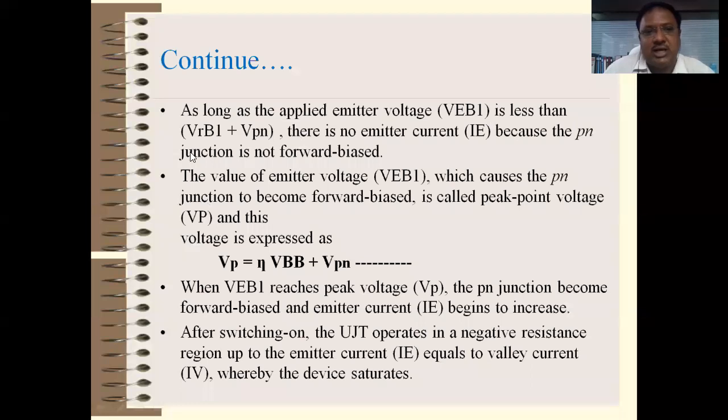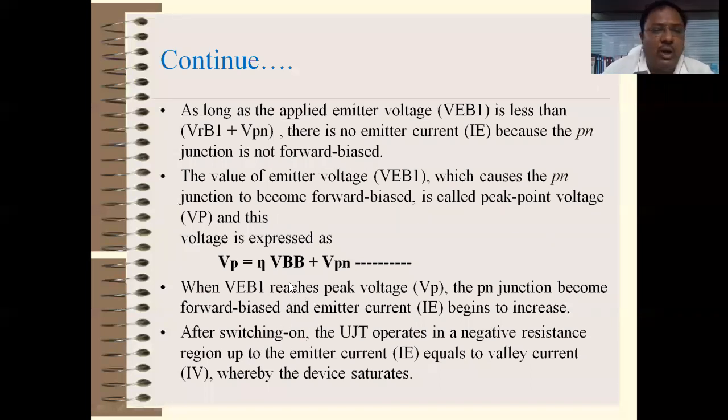Okay, so the theoretical part for this particular characteristic, as shown here: as long as the applied emitter voltage is less than VRB1 plus VPN, this VRB1 is the voltage required to increase the free charge carriers at that RB1, right? So this is the breakdown voltage of a diode plus VRB1. That voltage is required. There is no emitter current I because the PN junction is not forward biased. The value of emitter voltage which causes the PN junction to become forward biased is called the peak point voltage, or VP.